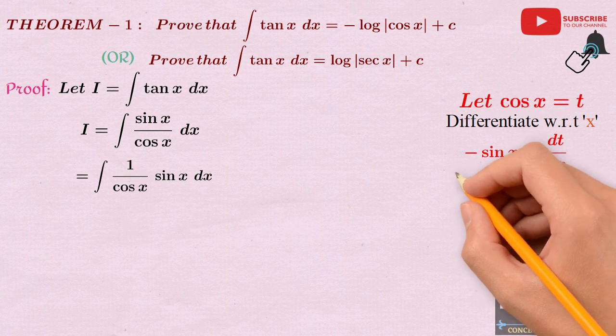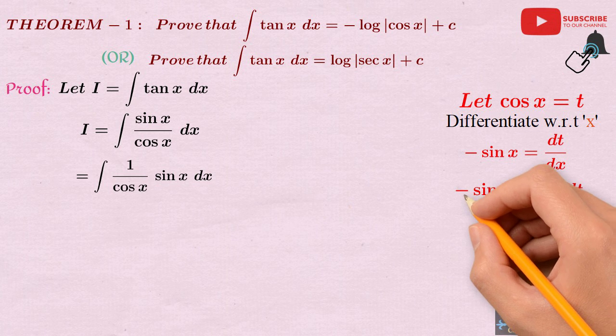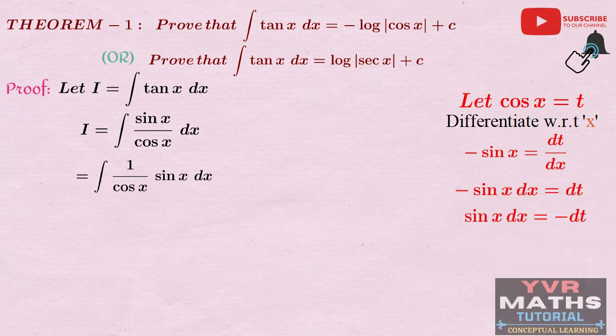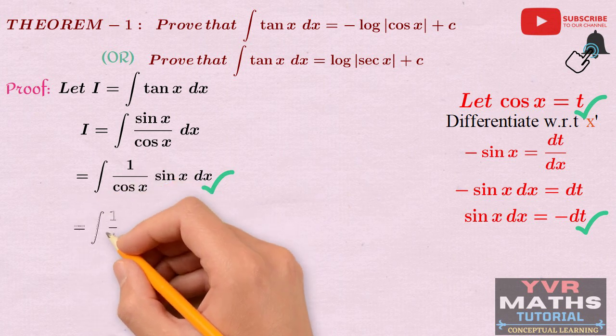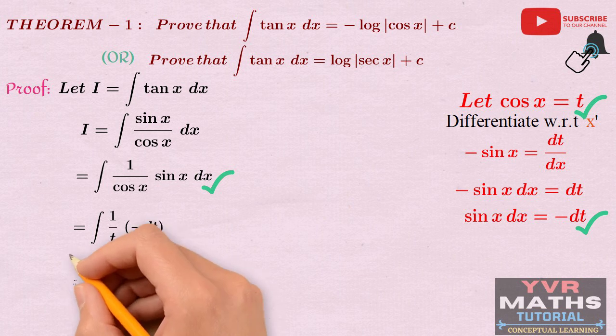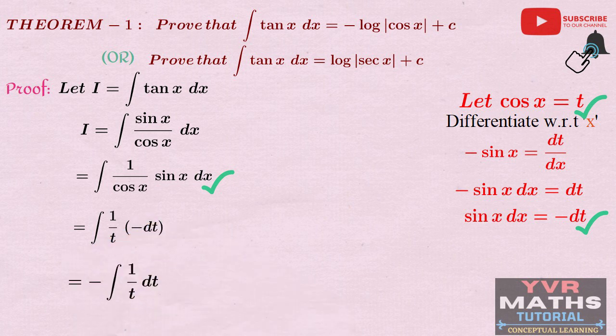If you cross multiply this one, then minus sin x dx is equal to dt, or sin x dx is equal to minus dt. Now we can substitute cos x is equal to t and sin x dx is equal to minus dt in the given integral. Then what we will get? See here, integral 1 by t into minus dt. So from here, the minus term, if you write outside of integration, then the next step is minus integral 1 by t dt. Now the given integral reduces to a known form.